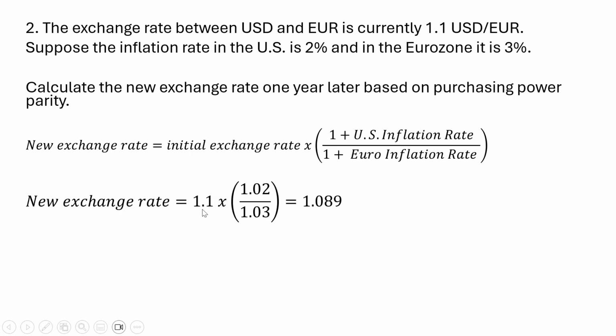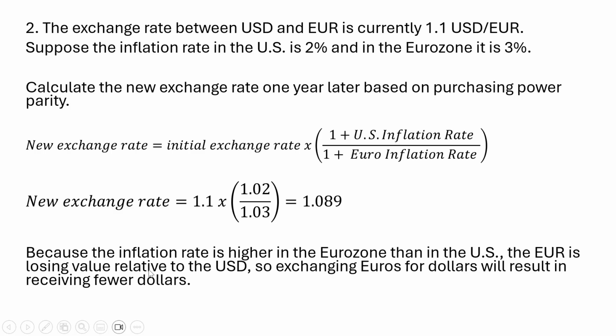So our new exchange rate is going to be the old exchange rate, the 1.1 US dollars per euro, multiplied by 1 plus the US inflation rate, which is just going to be 1.02. And the euro inflation rate is 3% or 0.03. Adding a 1 to that, we get the 1.03 in the denominator. Doing the math here, we get the new exchange rate of 1.089 US dollars per euro.